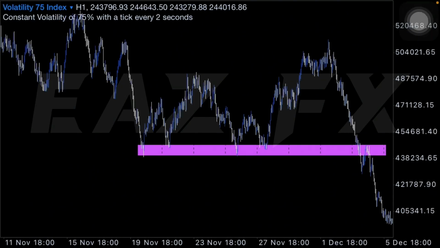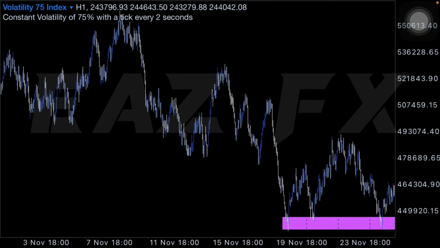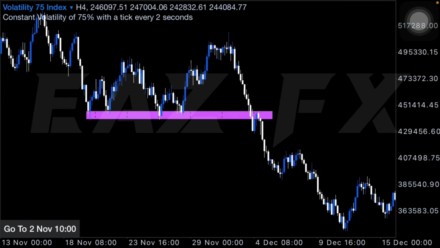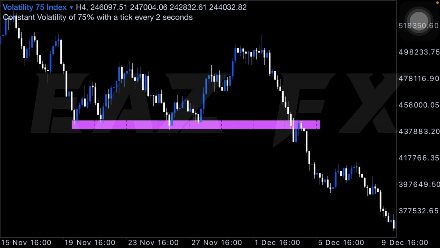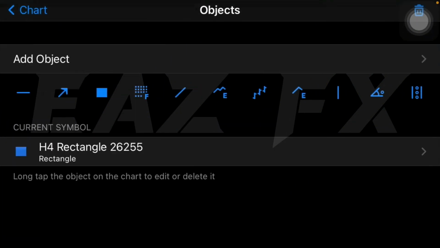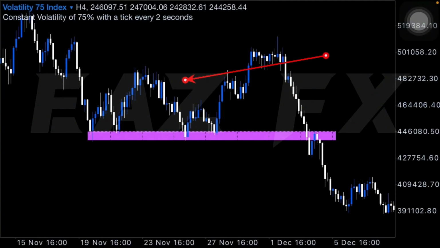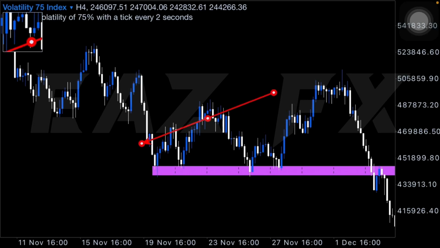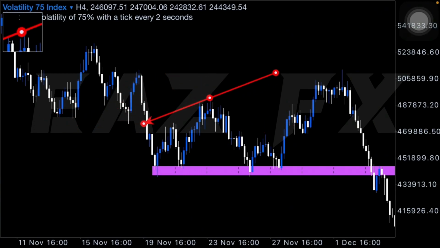So I'll again go to the 4 hour time frame. Okay, 4 hour time frame. Look at what happened here. There is an impulsive move which breaks these lows here.